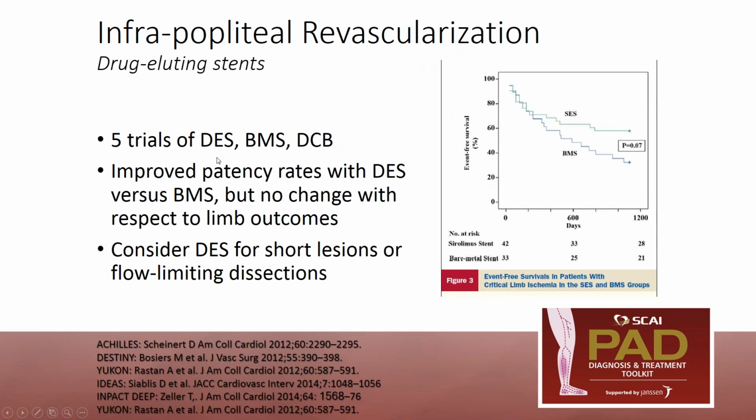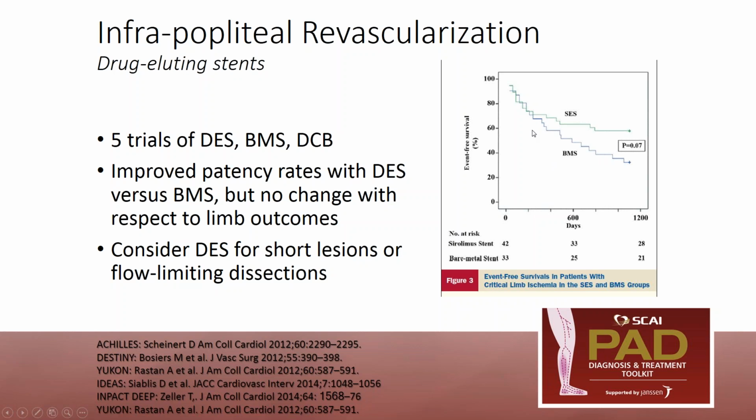What about infrapopliteal revascularization using drug-eluting stents? As I mentioned earlier, there are 5 trials looking at this. Clearly, versus balloon alone, DES was better than bare metal versus PTA, but there was no change with respect to limb outcomes. DES can be considered for short lesions or for flow-limiting dissections. Here's a list of the 5 trials looking at DES for below the knee. I think the important thing here is that drug-coated stents or bare metal stents are good to tack up dissections.